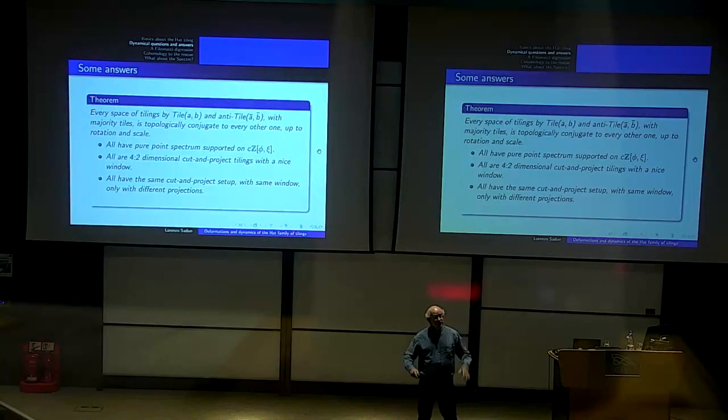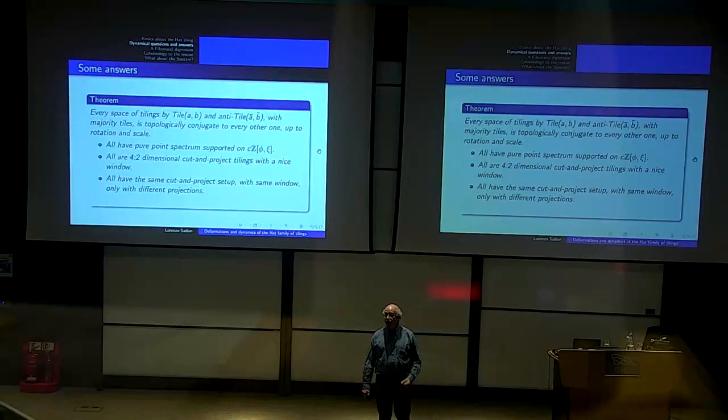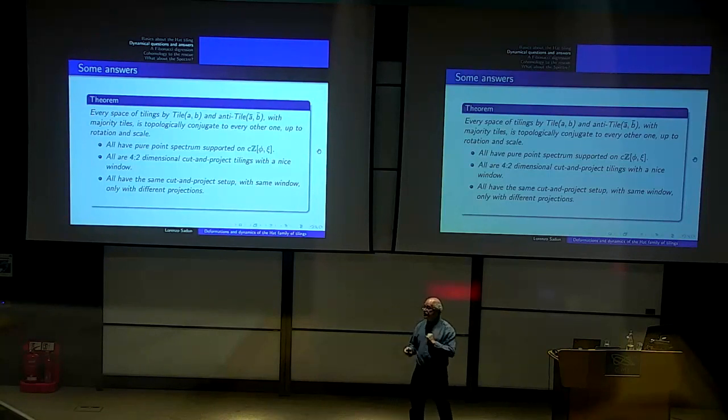And all of these different tilings, with all these different values of A and B, have the same total space. They have the same set of points in the same total space. The only thing that's different is the way that you project from this 4-dimensional space to 2-dimensional space. So they're all reprojections of the same set in 4-dimensional space. So all you're doing is a reprojection.